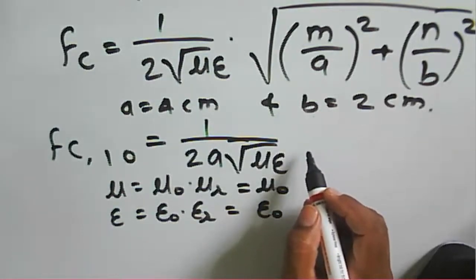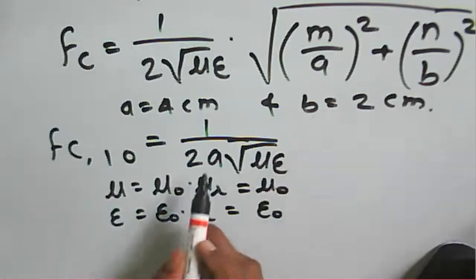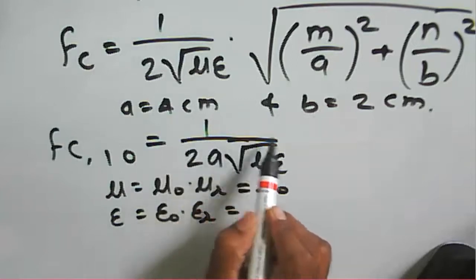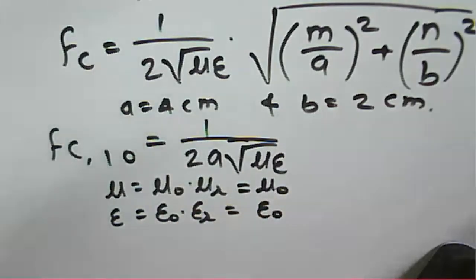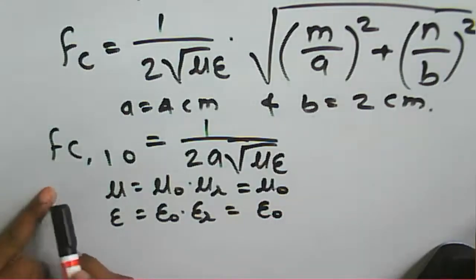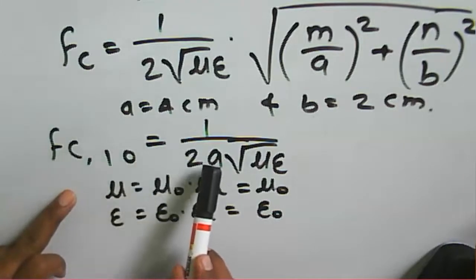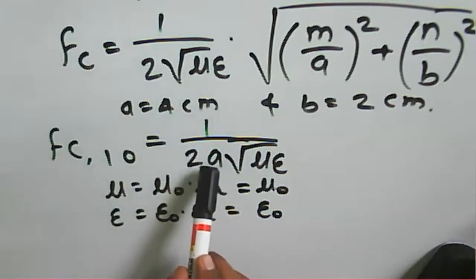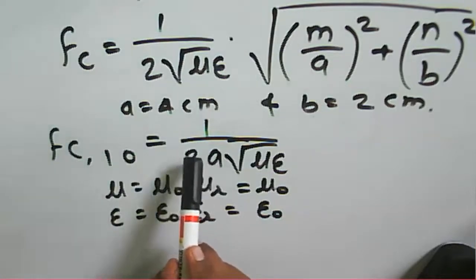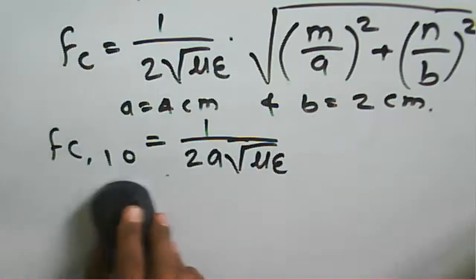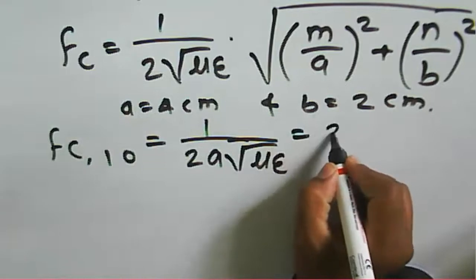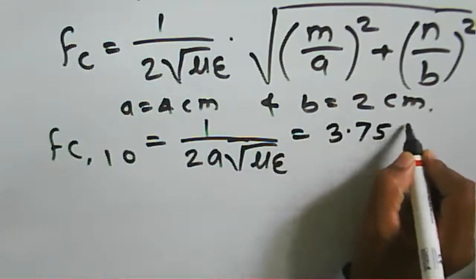So likewise, you can find the value of 1 by 2a into 3 into 10 to the power 8, and then you will get the cutoff frequency. For this 1, 0 mode, a is 4 centimeter. We put that value here, so our Fc 1, 0 becomes 3.75 gigahertz.